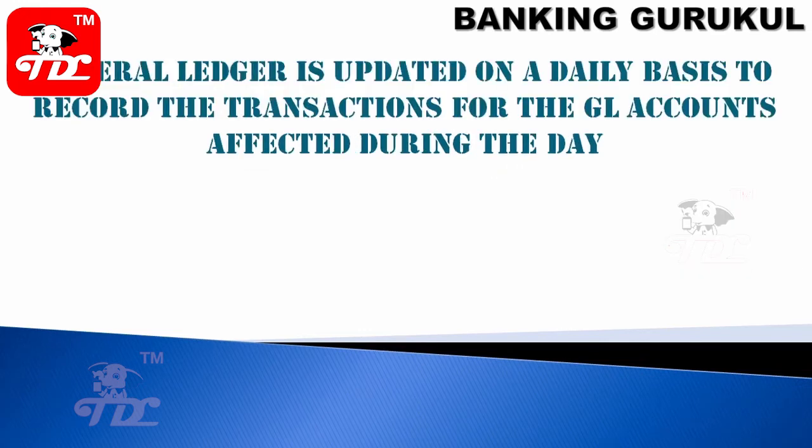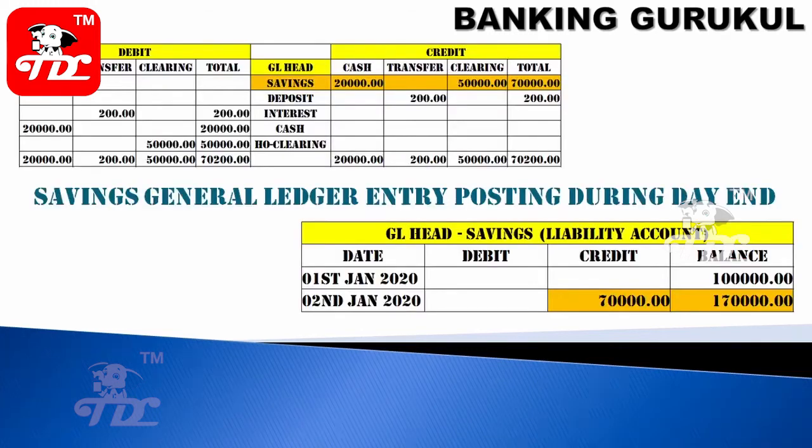General ledger is updated on a daily basis to record the transactions for the GL accounts affected during the day. For savings you may have multiple debits and credits in a day, but at the end of the day all the debits and credits will be consolidated, then posted to the particular general ledger account. You can see savings general ledger entry posting during the day end.